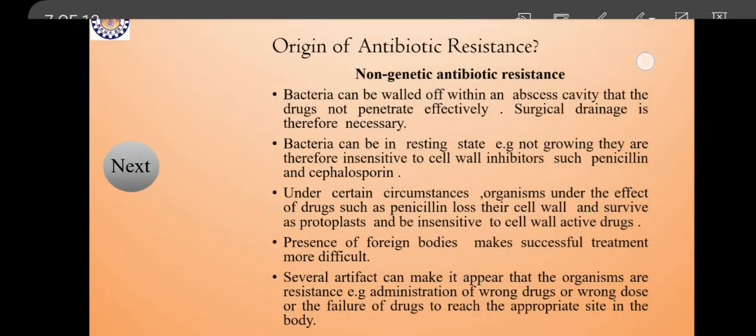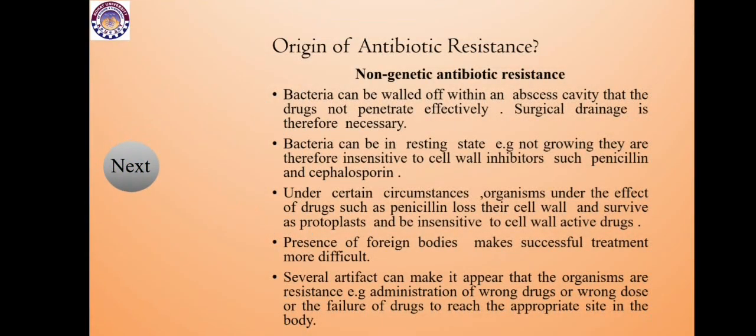Moving towards the next slide, we have the origin of antibiotic resistance, and the genetic basis of antibiotic resistance. First, there may be an accumulation of bacteria at a concentration that doesn't allow the antibiotics to pass through them, so therefore the antibiotics are no more working. Surgical drainage is therefore necessary.